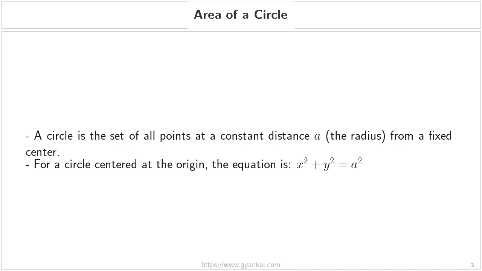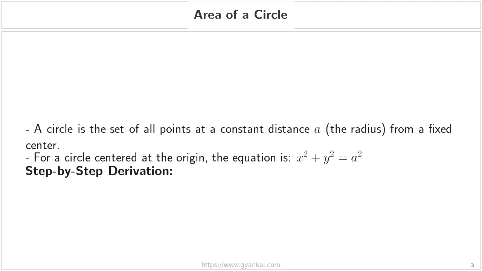Area of a circle. First, let's recall the definition. A circle is simply the set of all points that stay at a constant distance, which we call a, representing the radius, from a fixed center point. If we place this center at the origin of our coordinate plane, we can represent the circle using the standard equation: x squared plus y squared equals a squared.